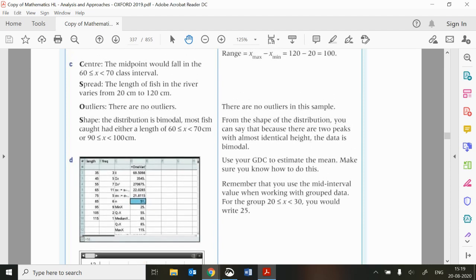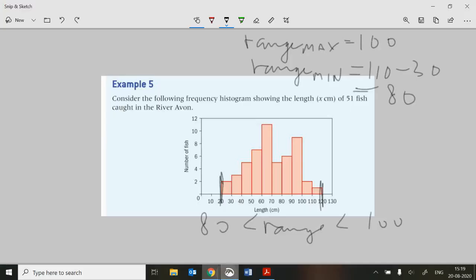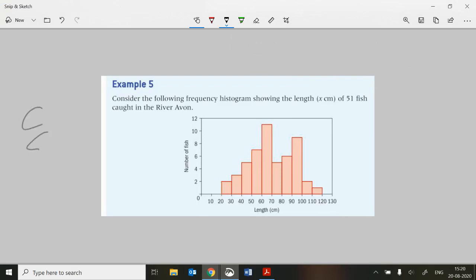So C says the center. So this is where it's doing CSOS. How do you want to describe the distribution? Maybe you can remember that. So let's see if we can remember it. We've got CSOS. C is for central value. So our central value here could be the mean, median, or mode.